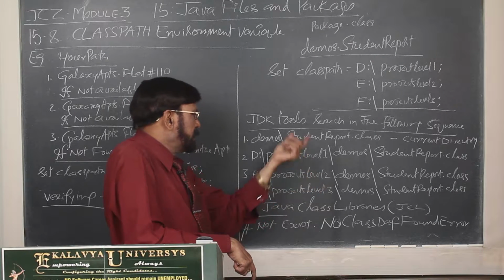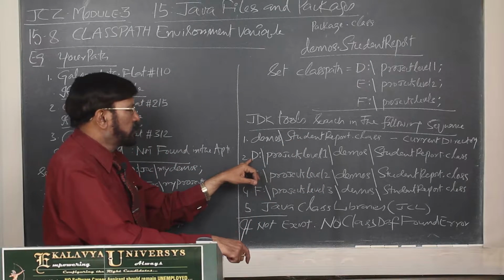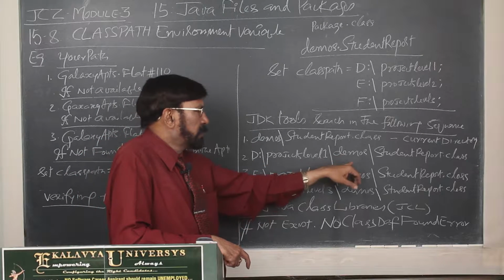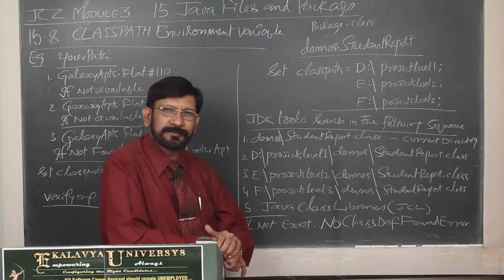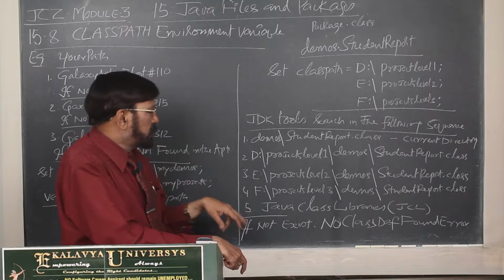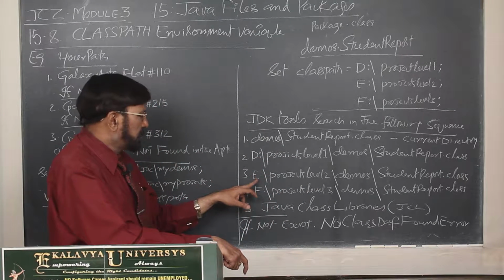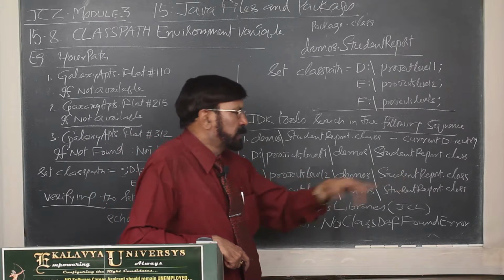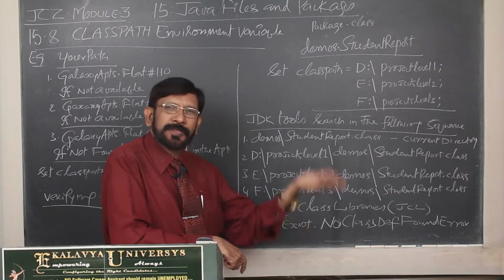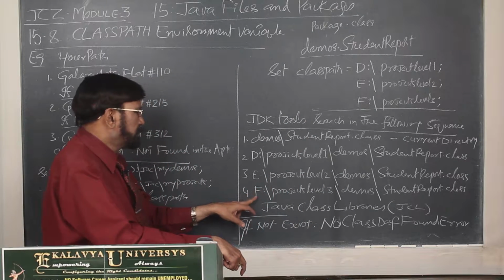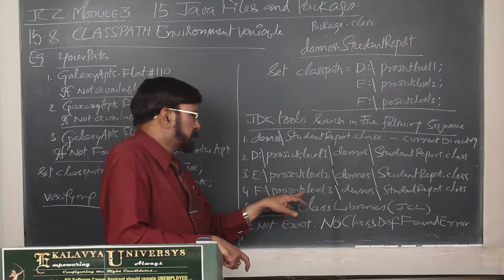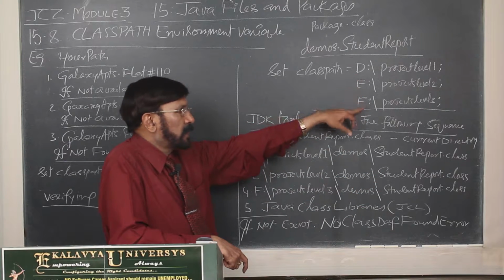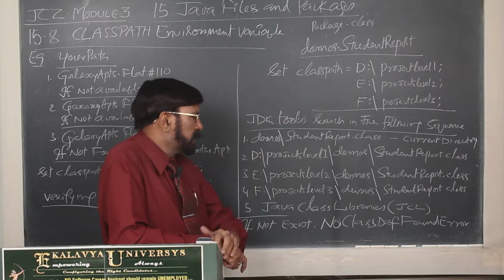The current directory, if it is not available, it goes to D drive, projects level 1 demos student report class. There also it is not available, then it goes to E drive, projects level 2 demos student report class. There also it is not available, then it goes to F drive, project level 3 demo student report class, because we have already defined the class path.